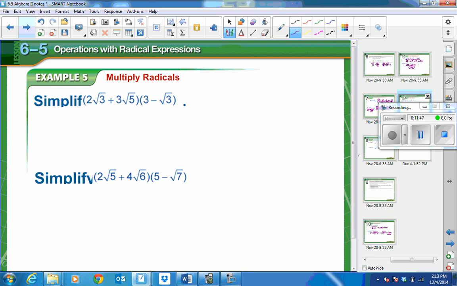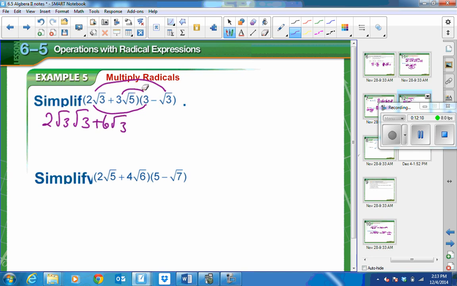Multiplying radicals, we're going to FOIL these. So first times first: 2 square root of 3 times square root of 3. And then outer. Oops, I should have done that one first. 2 square root of 3 times 3. So that's going to give us 6 square root of 3.